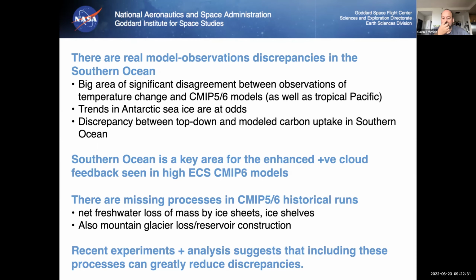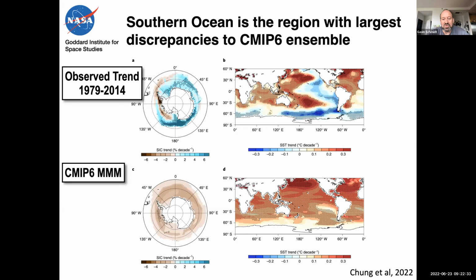So let me briefly illustrate what I'm talking about here. This is from a very recent paper by Chung et al. You can see on the bottom the CMIP6 ensemble. In the Southern Ocean, you get muted warming, but you don't get cooling. But in the real world, we've seen cooling. In the sea ice, we've seen decreases in the real world, and in the models we also get decreases in sea ice. So there's a very clear distinction between what's happening in the models and what's happening in the real world.